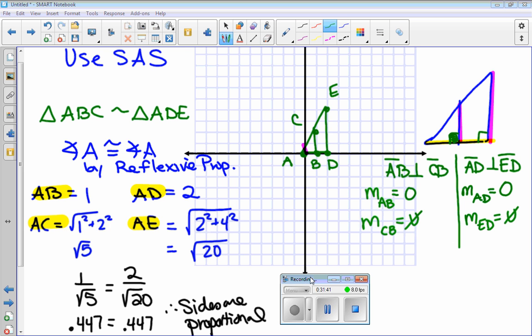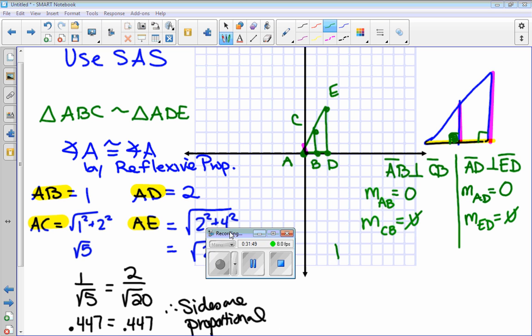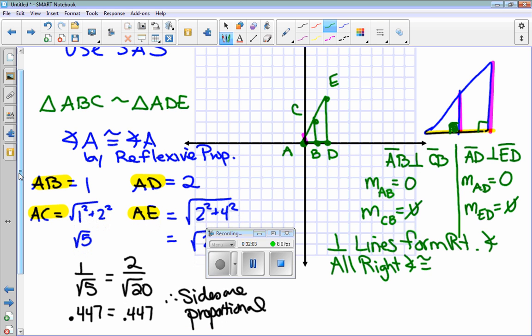But just like in a 2-column proof, perpendicular is not enough. What do I have to now say? Perpendicular lines form right angles. And all right angles are congruent. And which angles are the right angles? Angle ABC is congruent to angle ADE. All of that work is necessary to just show that the two right angles are congruent.